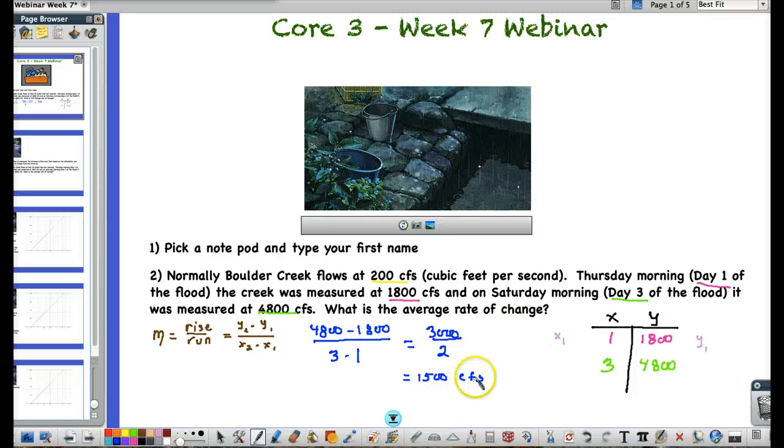The other thing with rate of change is make sure that you always put your units. So this is 1,500 cubic feet per second, and then it's per day, right? Per day. Okay, because the x's represented days, and then our y's represented our cubic feet per second. Okay, so any questions on that?